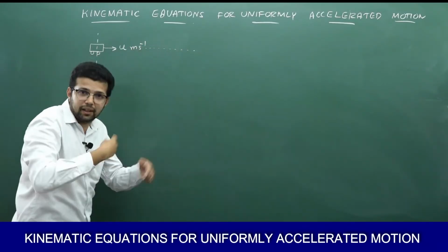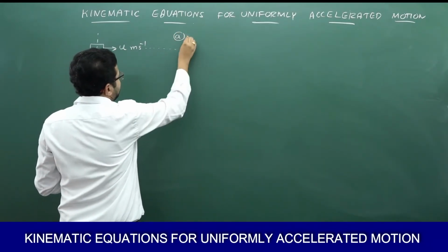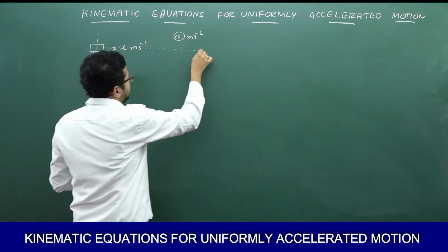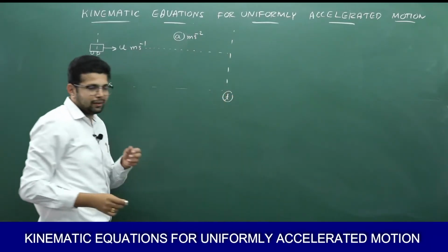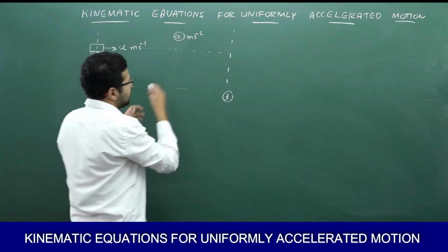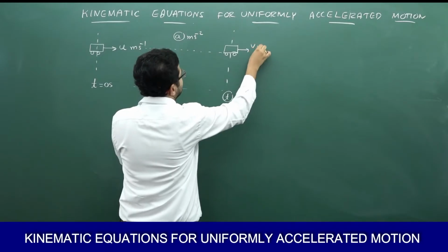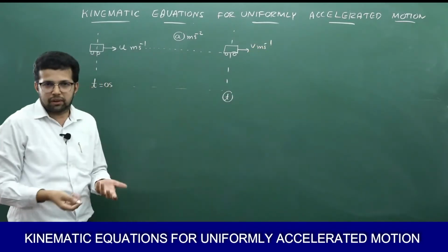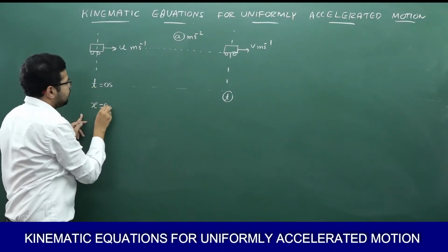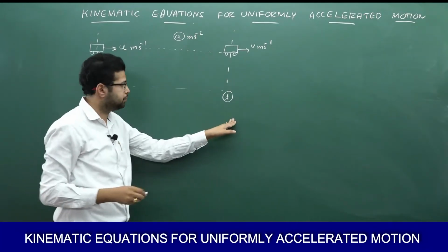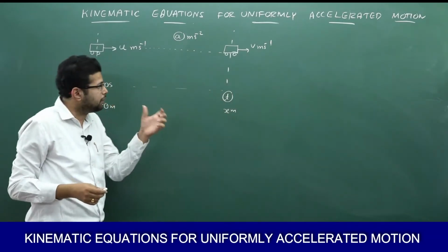Then the bus accelerates with a constant acceleration of a meter per second square, and the bus accelerates for a time interval equal to t. Till the time becomes t, the bus accelerates, and at the end of time t, the velocity of the bus becomes v meter per second. One more assumption that we will make is, at t is equal to 0, say the bus was at x equal to 0 meter. At the end of t seconds, the bus travels a distance of x meters, and these are my initial parameters.